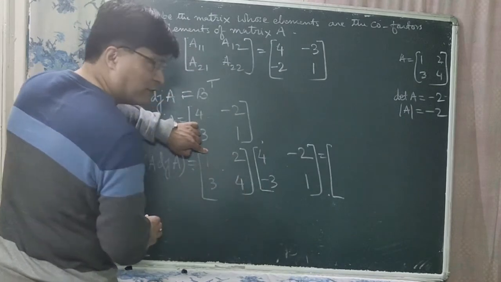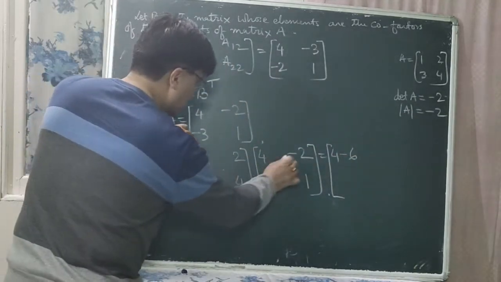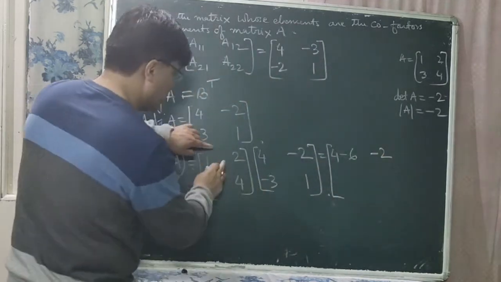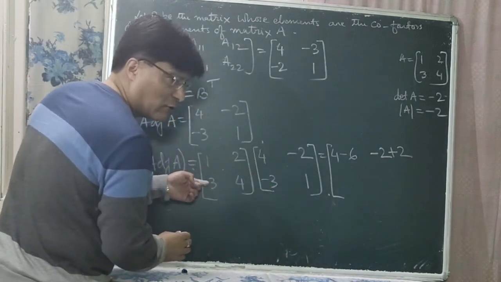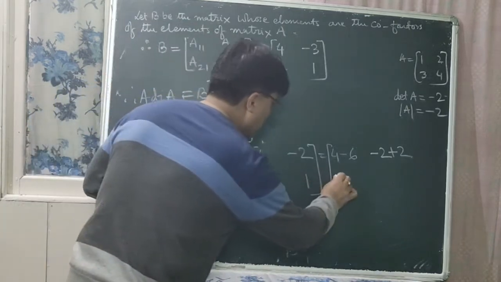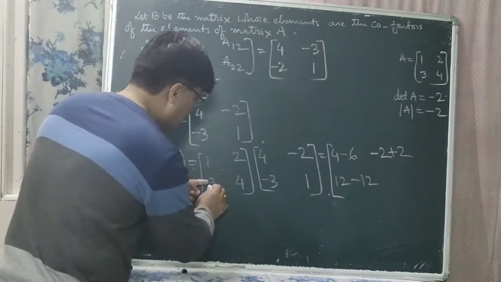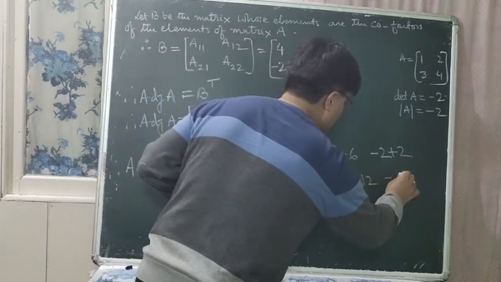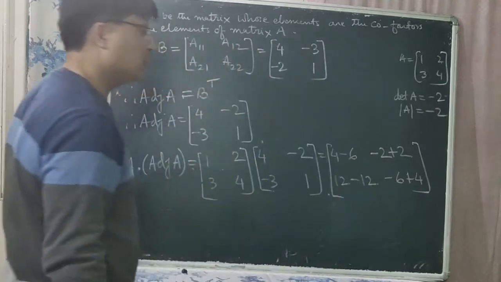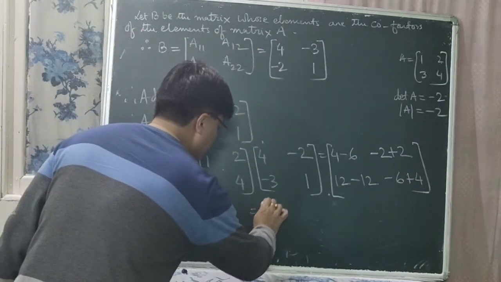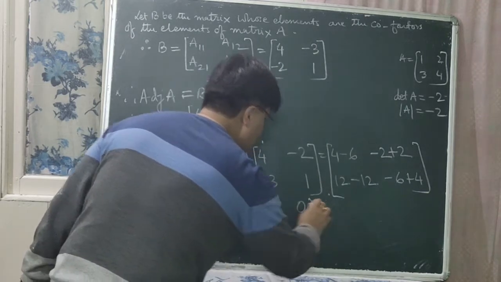So first row is multiplied by first column. 1 fours are 4, 2 into -3, -6. First row is multiplied by second column. That is 1 into -2, -2, and then +2. Next, second row is multiplied by first column, with the corresponding elements multiplied. 3 fours are 12, 4 into -3, -12. Next, the second row is multiplied by the second column. 3 into -2 is -6, plus 4 ones are 4. Is that clear? So how much is that now? It is -2, 0, 0, and also -2.